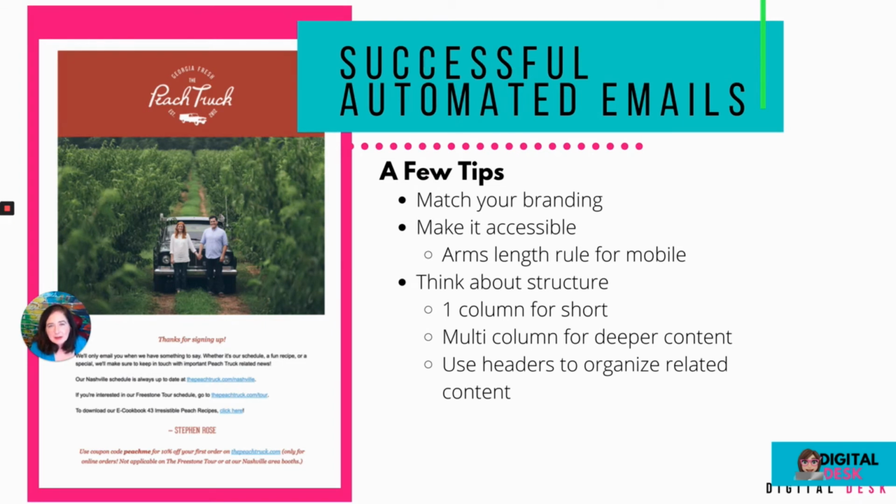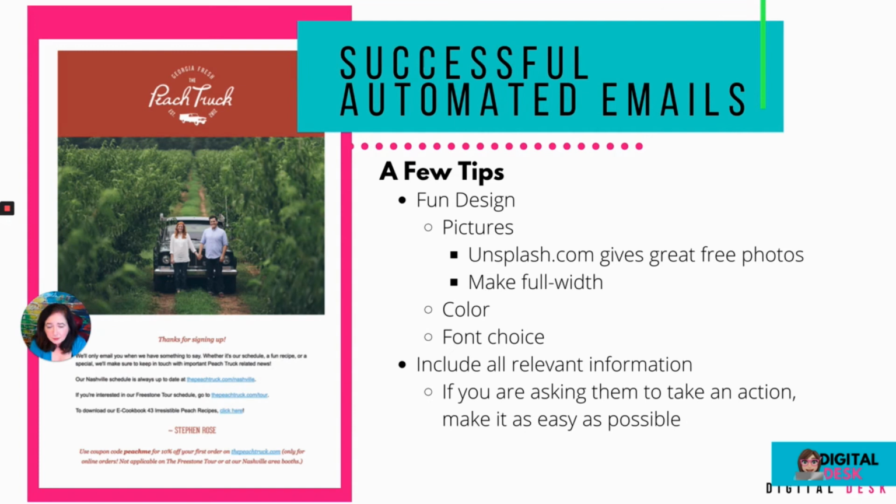So you want to make sure it looks really good on mobile. Think about structure. If it's short, use one column. If there's a ton of info, multi-column that. And also use headers to help organize the content. This over to the left is an example of a really good email and the way that it looks. Have fun with your design. If you're going to use pictures, you can get free pictures, by the way, from unsplash.com. But maybe make them full width, which you see here. It's a larger photo rather than just that little box that you might get.